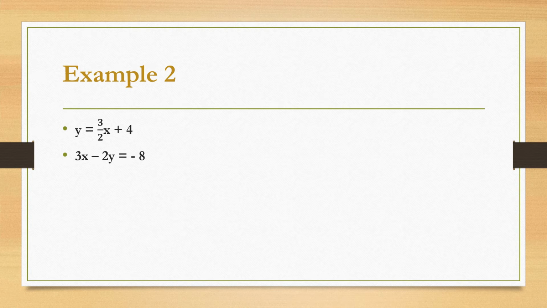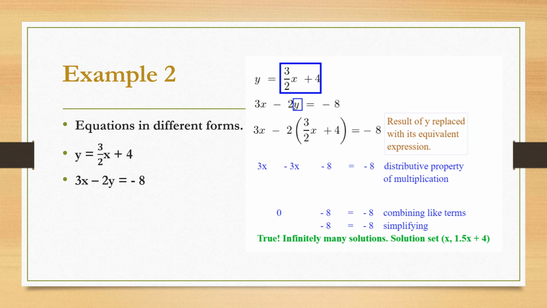The second example, y equals 3/2 x plus 4, and 3x minus 2y equals negative 8. Again, please pause the video to attempt this on your own. To solve this system of linear equations, we will look at the first equation, which already has y isolated. Take the equivalent expression 3/2 x plus 4 from the first equation and substitute that into the second equation wherever you have y. This will give you one equation with one variable, x.